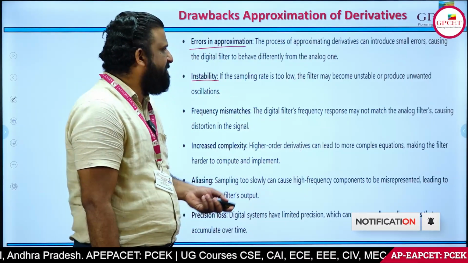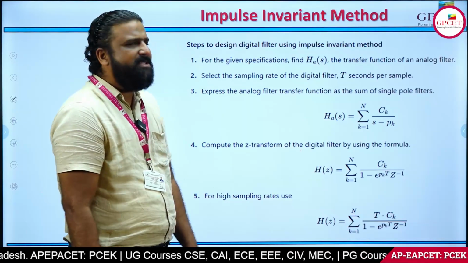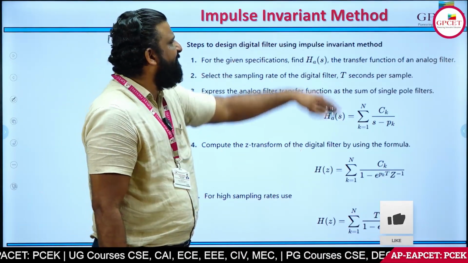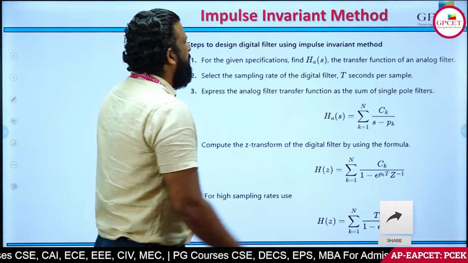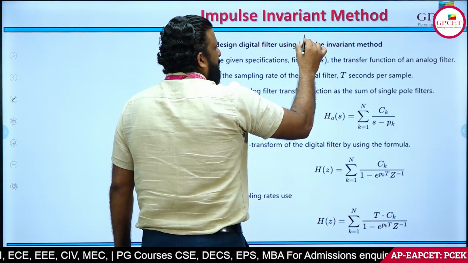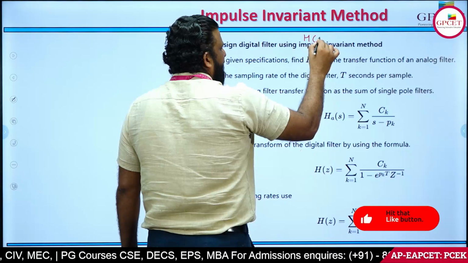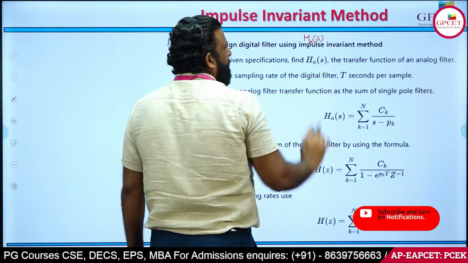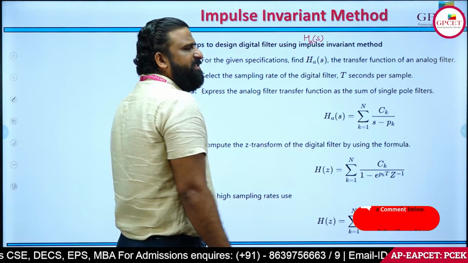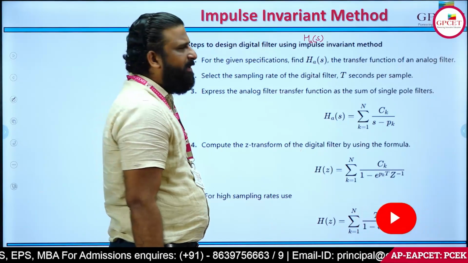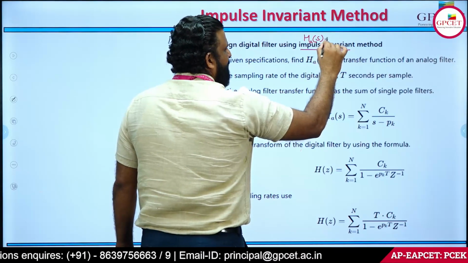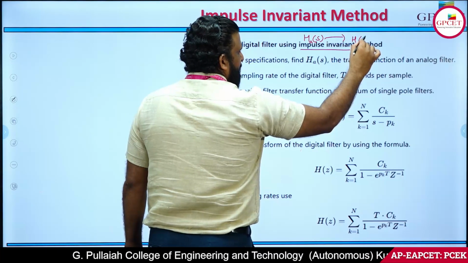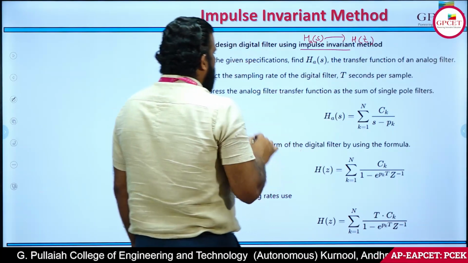To overcome this, another method has been introduced, which is the impulse invariant method. Let's see what steps are involved. Whatever transfer function we got with the help of the two methods, the Chebyshev method and the Butterworth method, from here, by using the impulse invariant method, we are converting that into H of Z. For that, we need to do the first step.